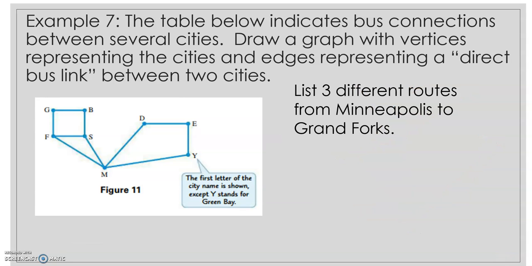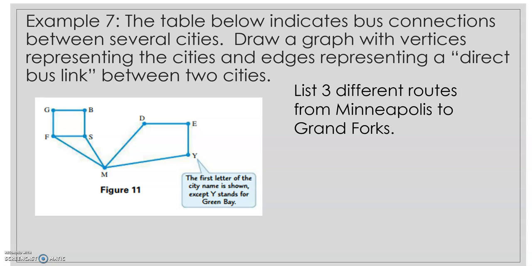The table below indicates the bus connections, similar to what we just drew. This is just a different representation of the same thing. If you put your letters in a different order or in a different place, your graph is going to look different.